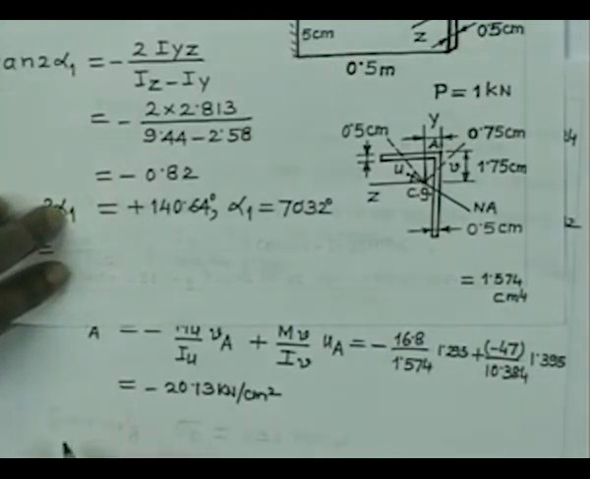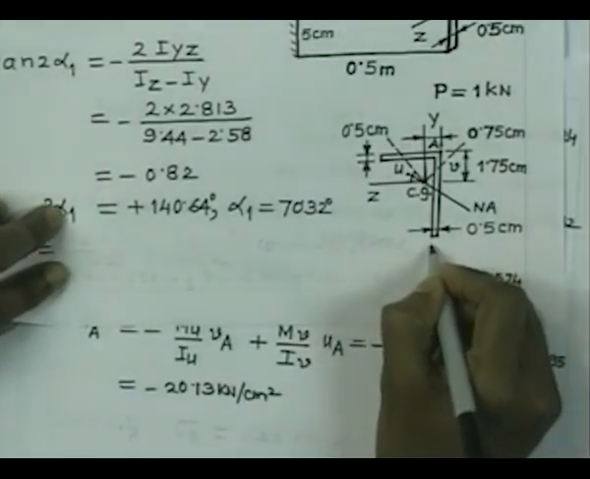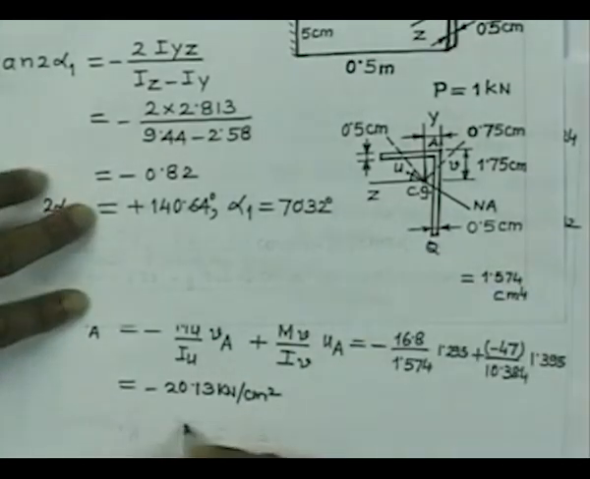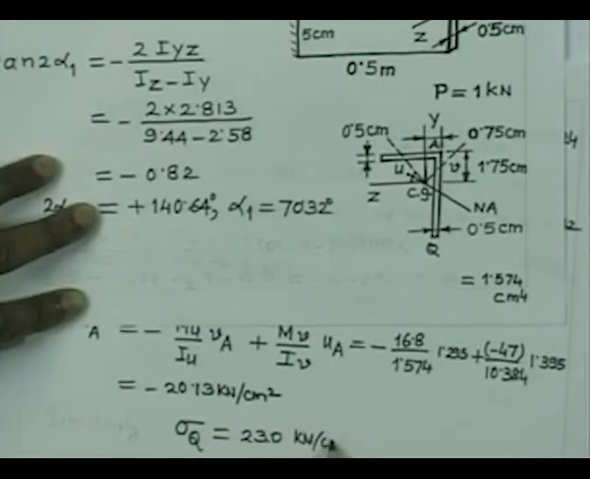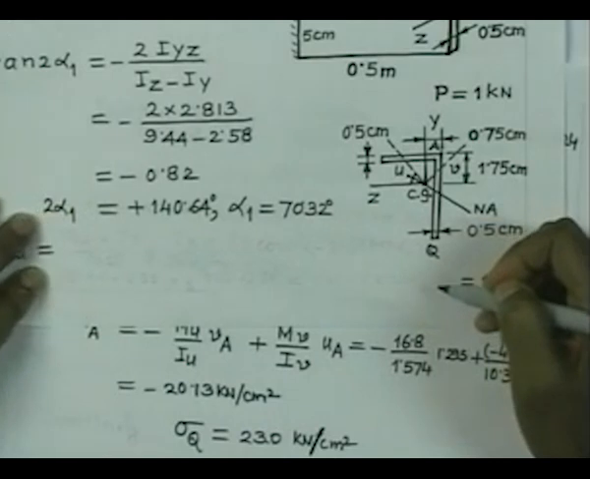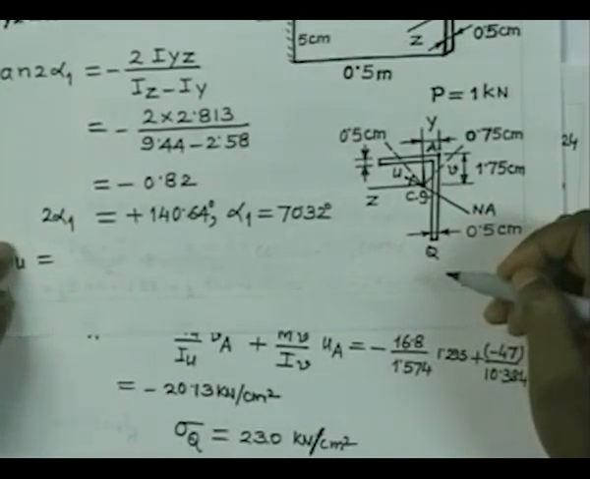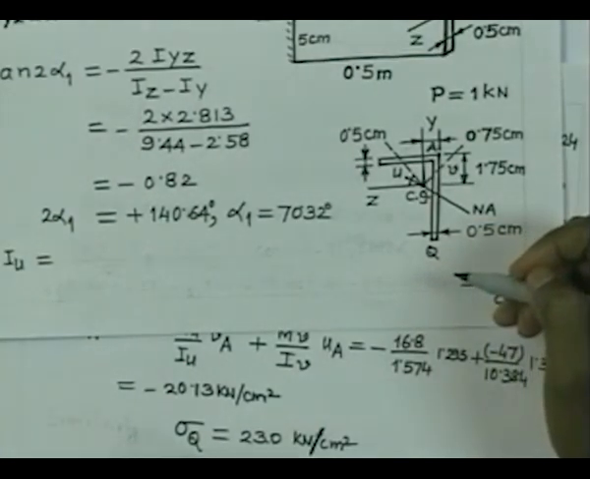Similarly, you can calculate the stress at the point here, which is let us say Q, and we have calculated this stress at Q, it comes out to be 23.0 kilonewton per centimeter square. I think it will be a good idea for you to calculate the stress at the point Q yourself and see that this is going to be equal to 20.3 kilonewton per centimeter square.